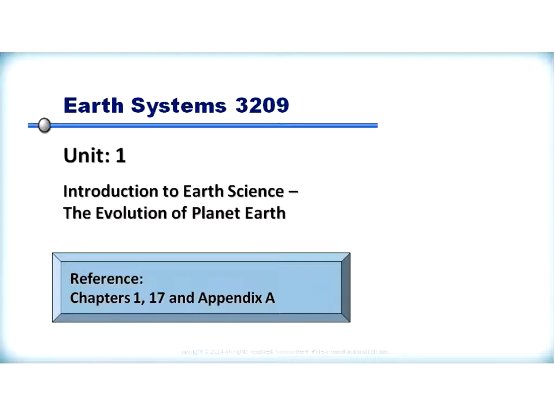Earth Systems 3209, Unit 1, Introduction to Earth Science, the Evolution of Planet Earth. Text references, Chapters 1, 17, and Appendix A.